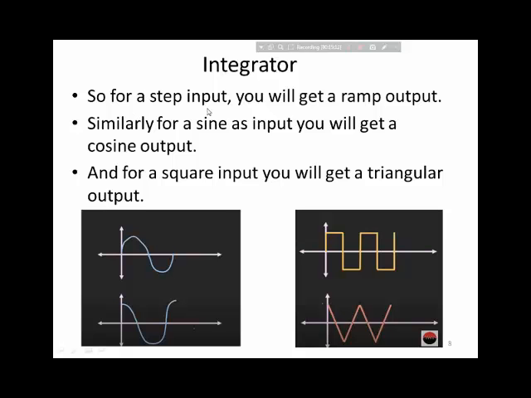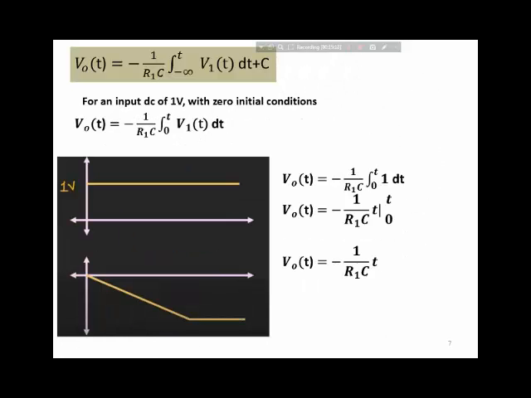So for a step input, we will get a ramp output. That is, if you apply a step input, you will get a ramp output. The output would ramp up linearly until the op-amp goes into saturation. After that, the output becomes constant because of the saturation. So up till this point, the output will increase linearly, and you will get integration.